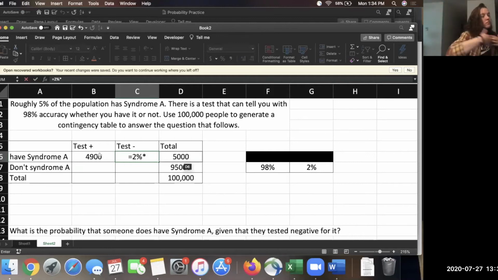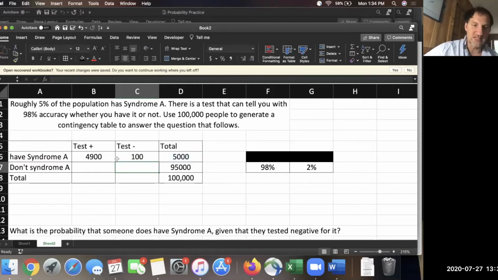It's the same process. Now you're welcome to do the subtraction as your second part, because yes, these have to add up to 5,000. So if you know this number, you can subtract to find this number. The thing that worries me about that is if you made a mistake in this part, you're not going to catch it by subtracting. Okay, go ahead and do 98 and 2% on this one, and then check that they add up to 95,000.